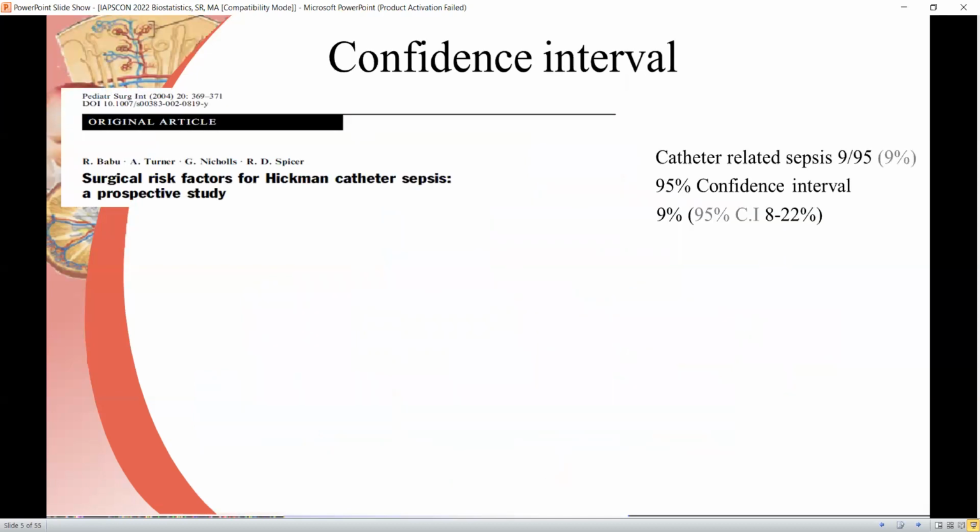So what is a confidence interval? This is a paper we published in the year 2004, basically on surgical risk factors for Hickman catheter sepsis. The catheter-related sepsis was found in 9 out of 95, which is 9%. For that, you have to find a confidence interval. Confidence interval means, based on your sample size, I can say with this much confidence that the range is only between 8 to 22%.